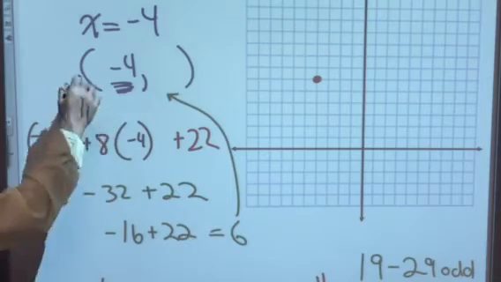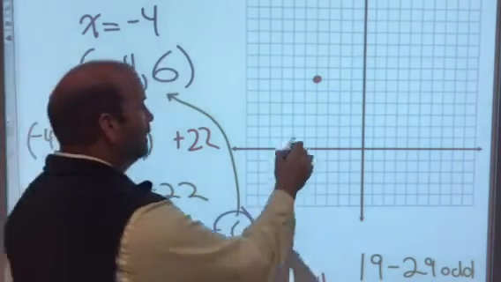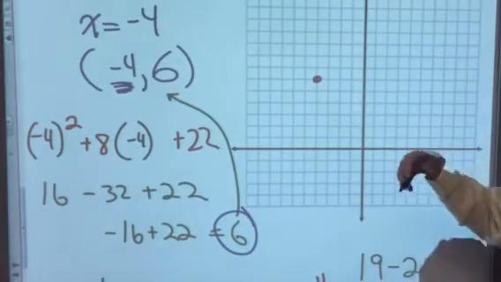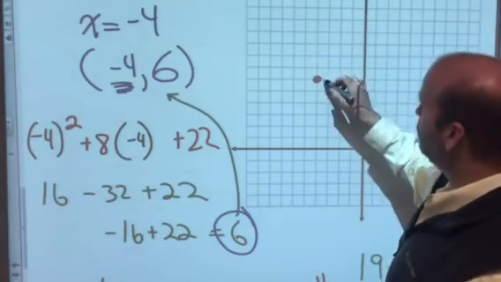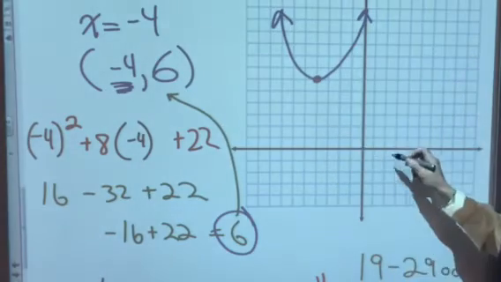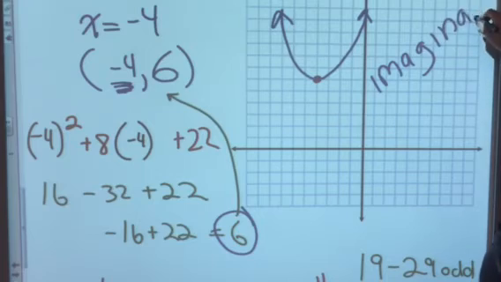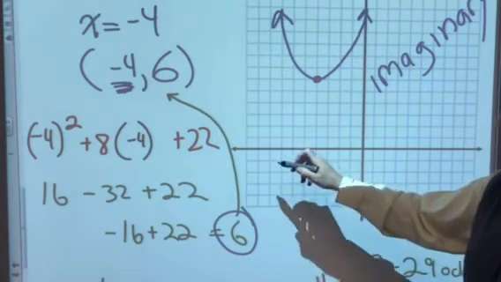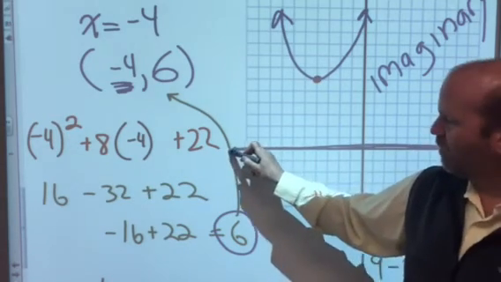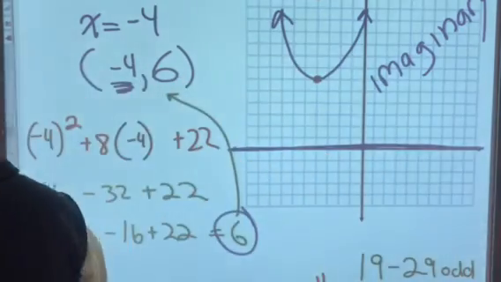So then you plug in negative 4 and you get out 6. So negative 4, 6 is the vertex, and the parabola opens up. I don't care about the rest of the points right here, but does this cross the x-axis? No. So the solutions are imaginary. It doesn't have solutions in the set of all real numbers, because the x-coordinates are the set of all real numbers. So it's an imaginary solution.